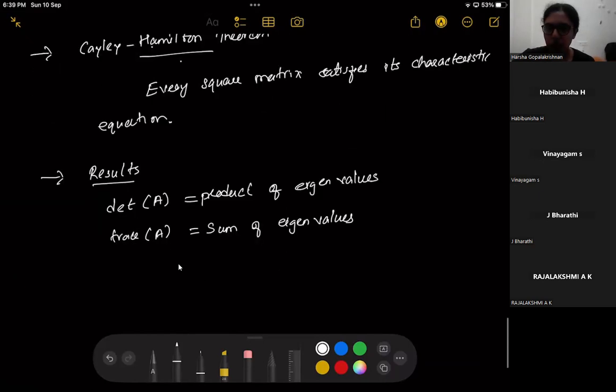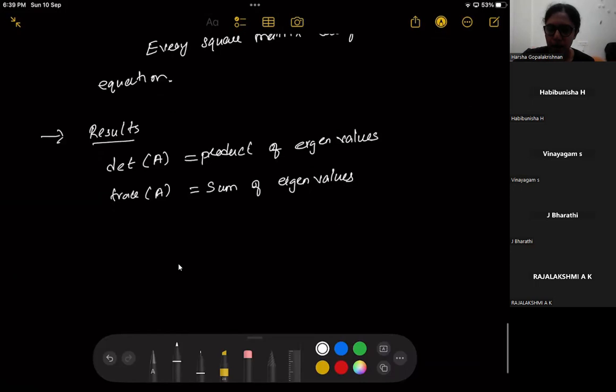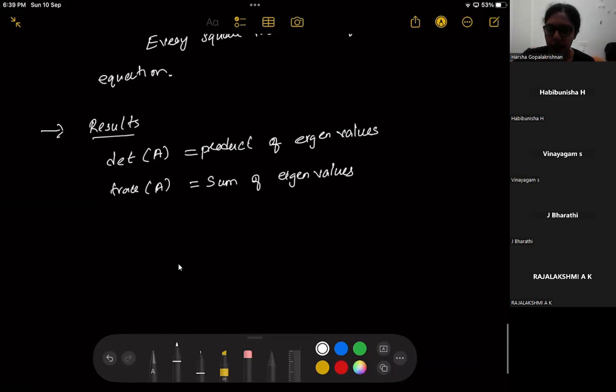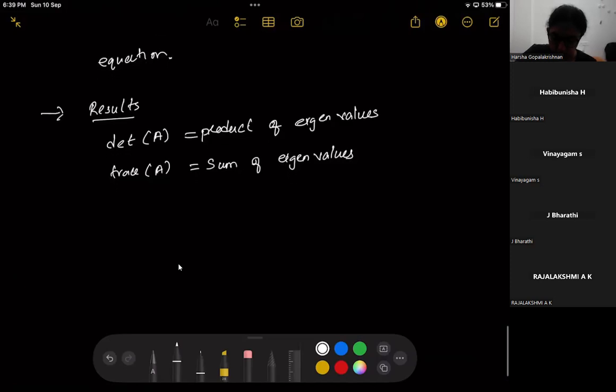Do you know what the trace of A is? What is the trace of a matrix A? Sum of the diagonal entries. Yes, trace of A is the sum of the diagonal entries.